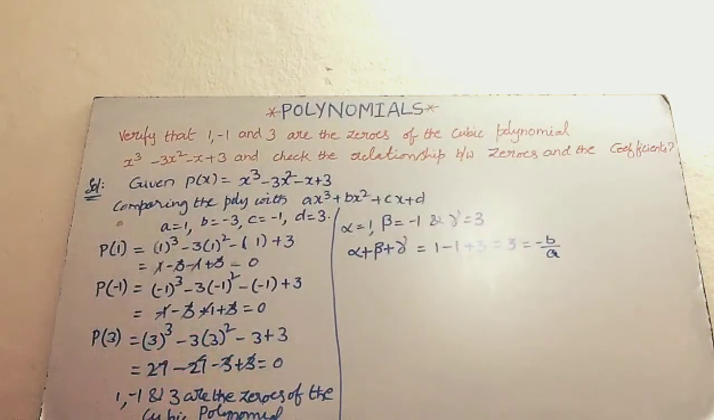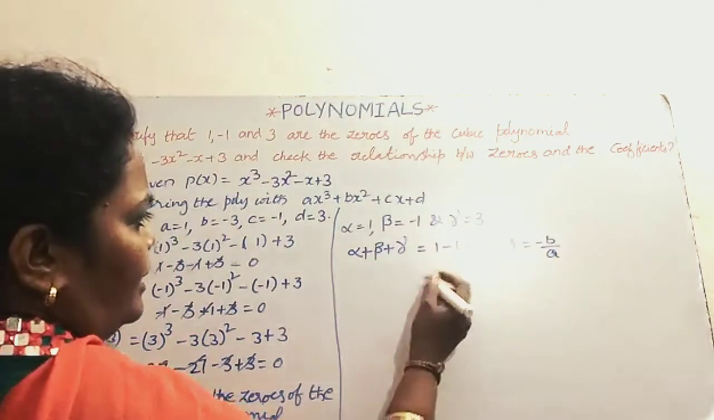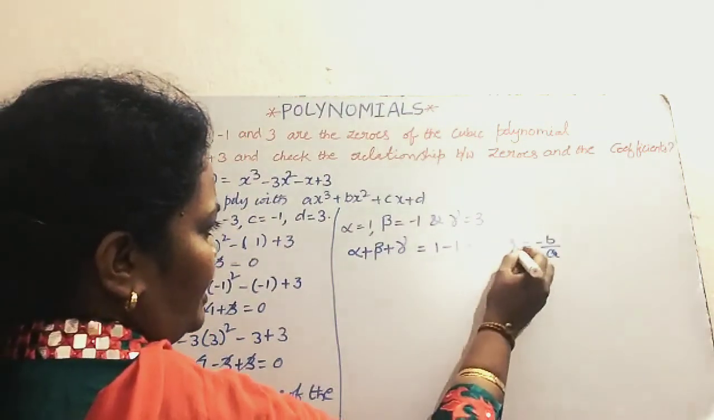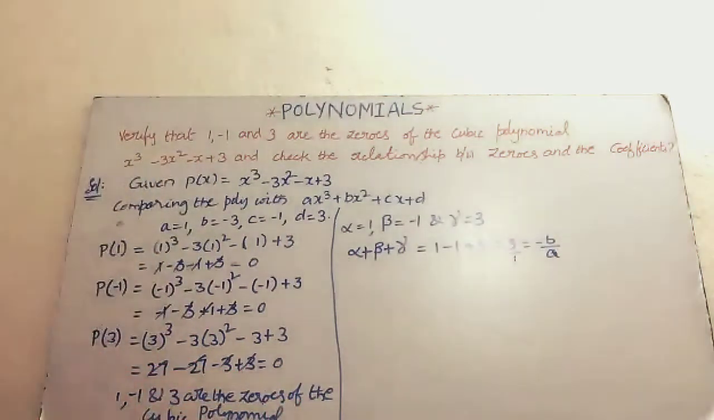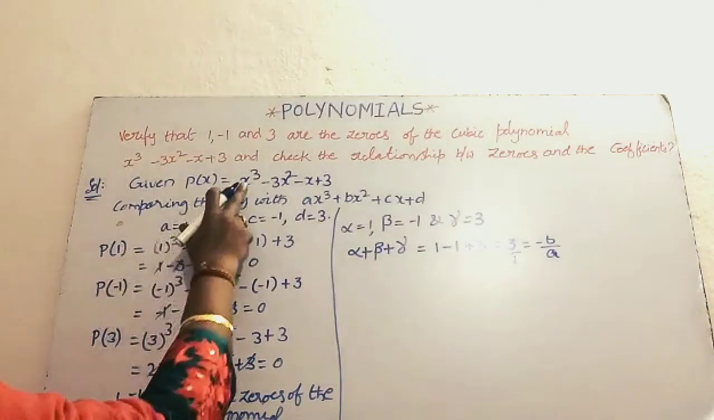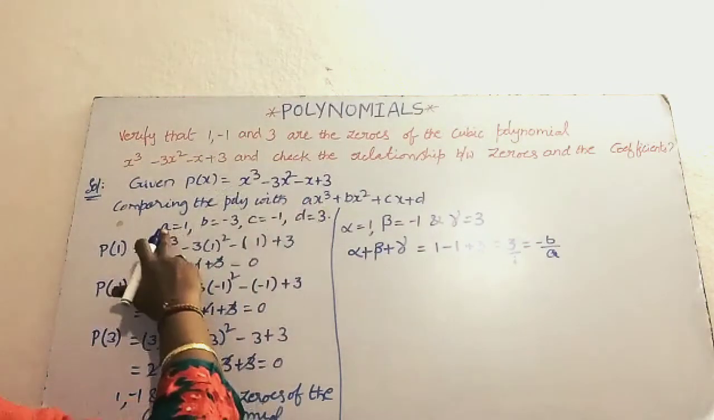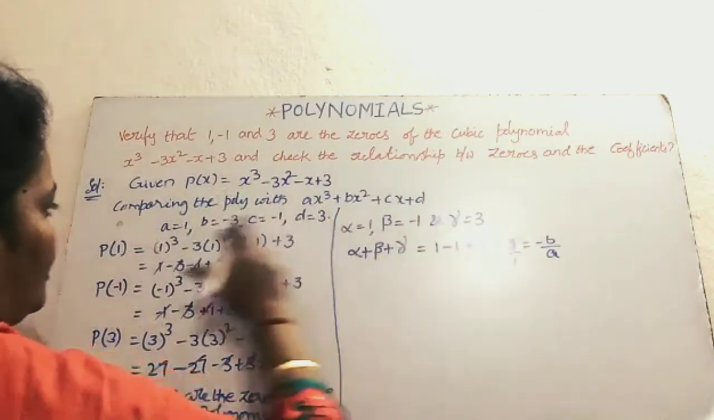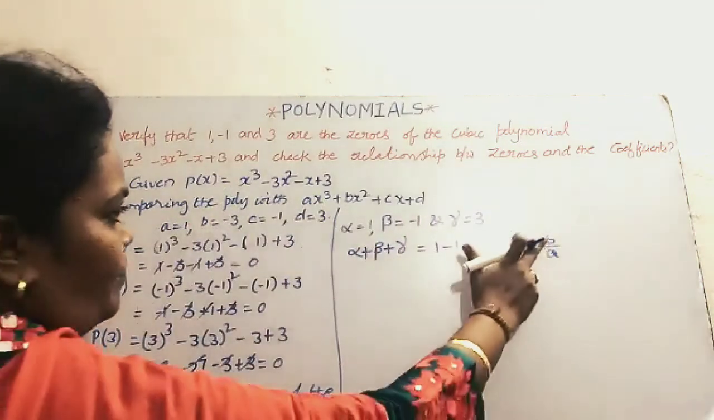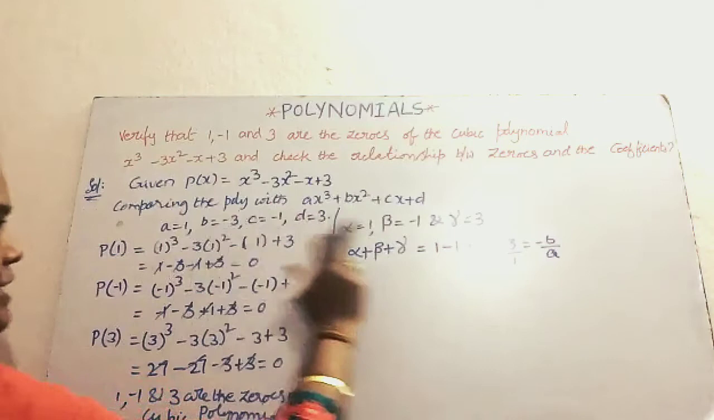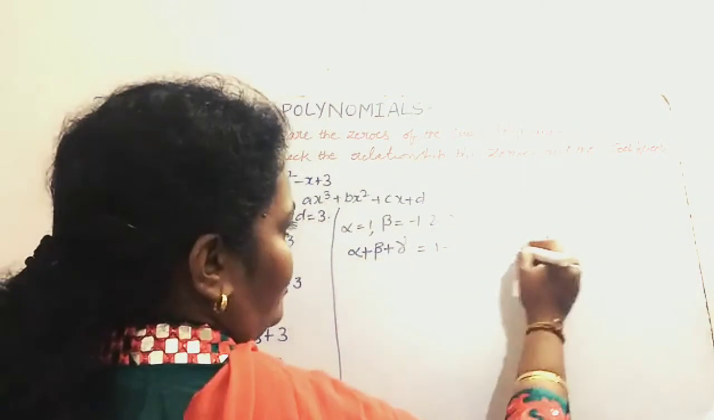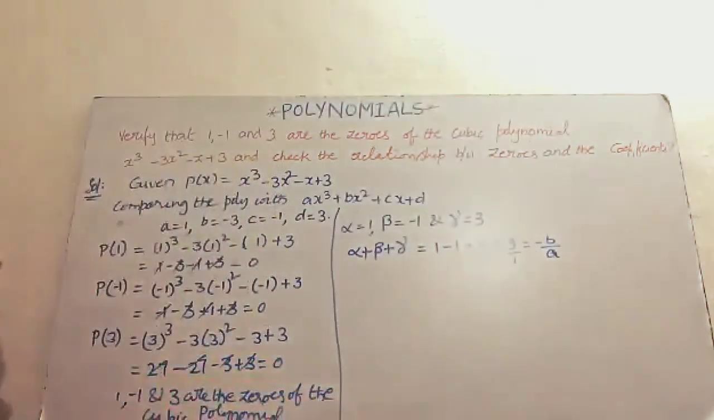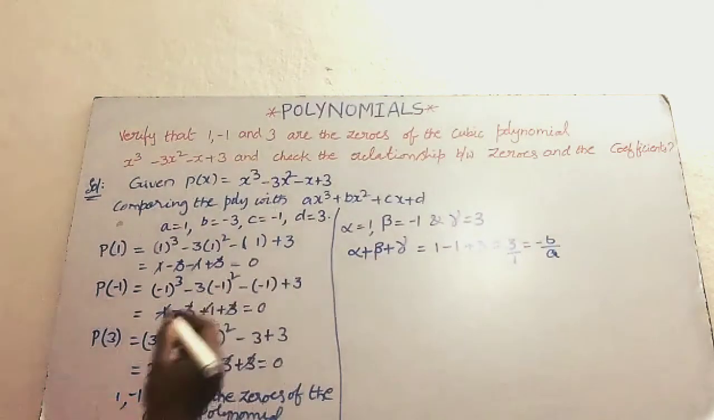So here what is the value of a? 1. Comparing this equation with this, what is the value of a? A equal to 1. And what is the value of b? B equal to minus 3. Then here what is the value of b? Minus 3.